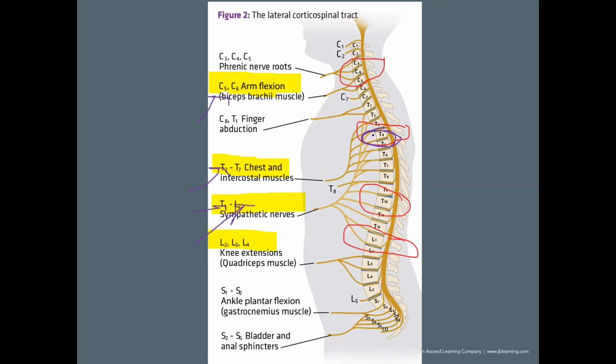T10, the dermatome T10 is at the belly button or umbilicus. If you think of the 0 in T10 as looking kind of like the cute little belly button, T10 with the little cute belly button 0. That's an easy way to remember that one as well.